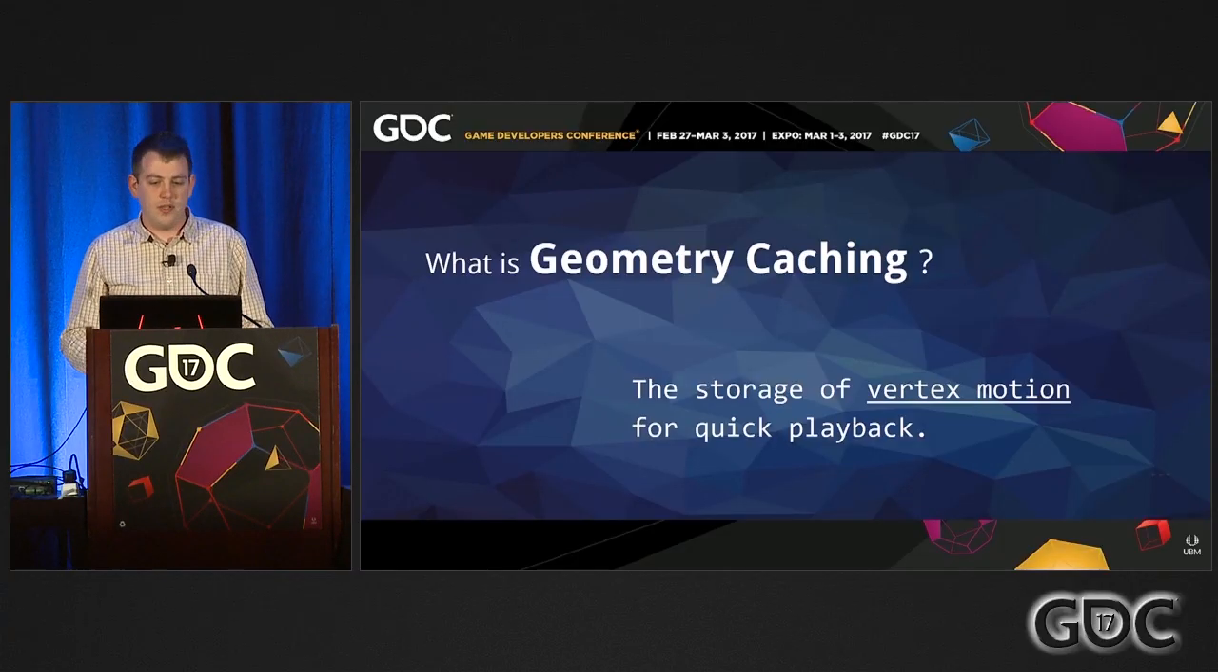So for those that are kind of new and don't know what geometry caching is, it's the storage of vertex motion for quick playback. It's like motion capture for character animation. It allows you to encapsulate really complex motion and play it at runtime in the game engine.